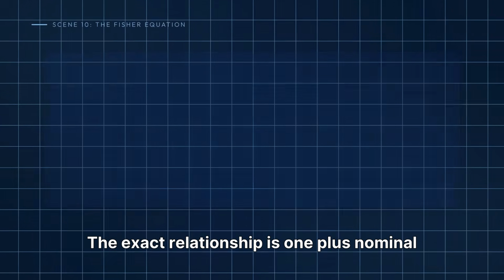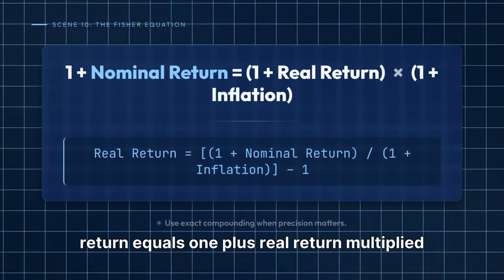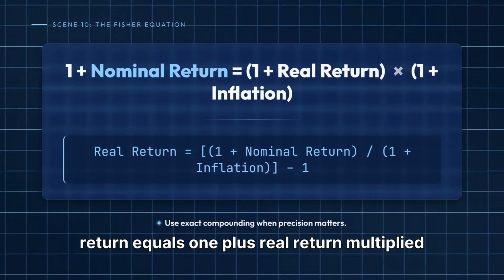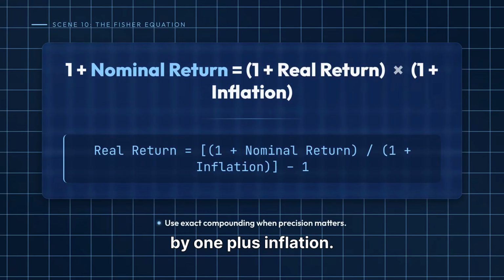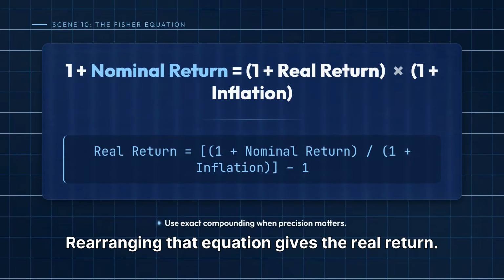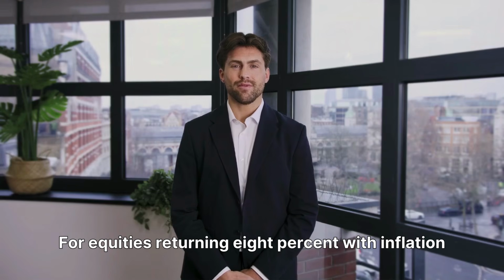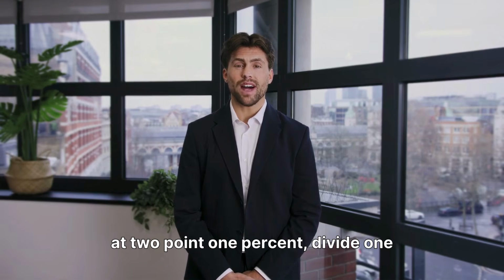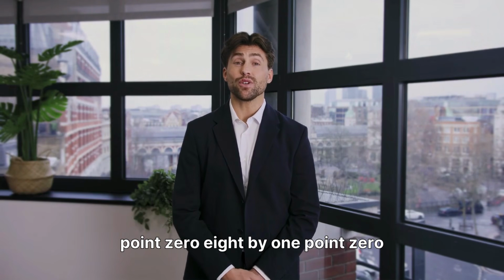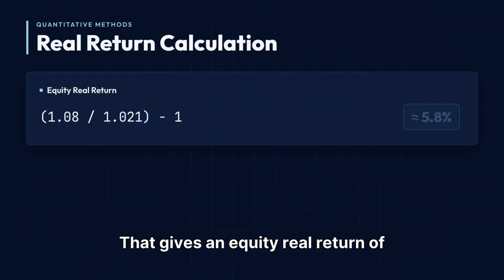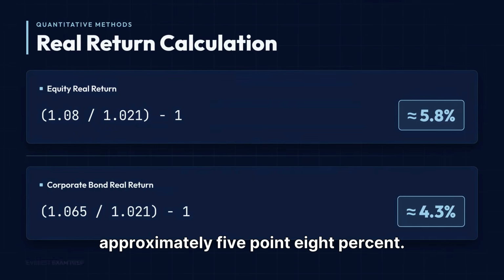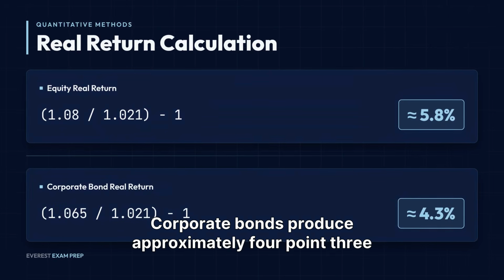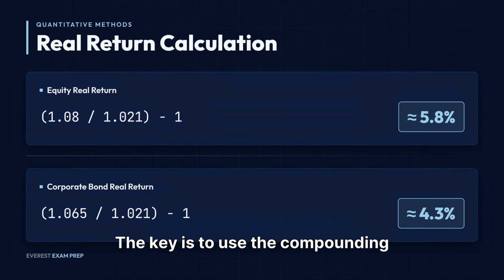The exact relationship is 1 plus nominal return equals 1 plus real return multiplied by 1 plus inflation. Rearranging that equation gives the real return. For equities returning 8% with inflation at 2.1%, divide 1.08 by 1.021, then subtract 1. That gives an equity real return of approximately 5.8%. Corporate bonds produce approximately 4.3%. The key is to use the compounding relationship.